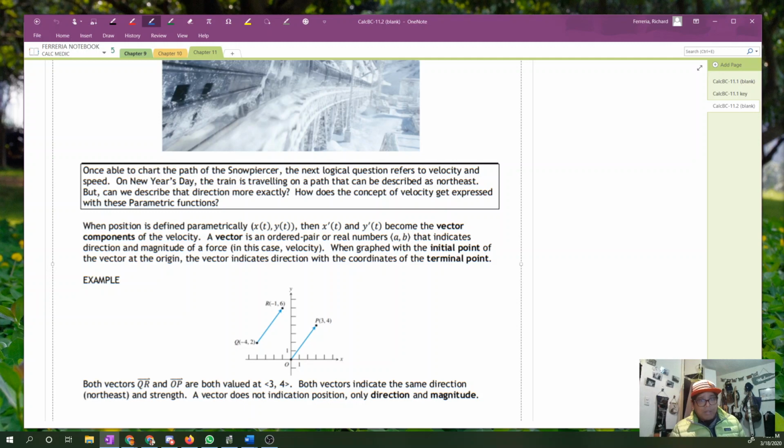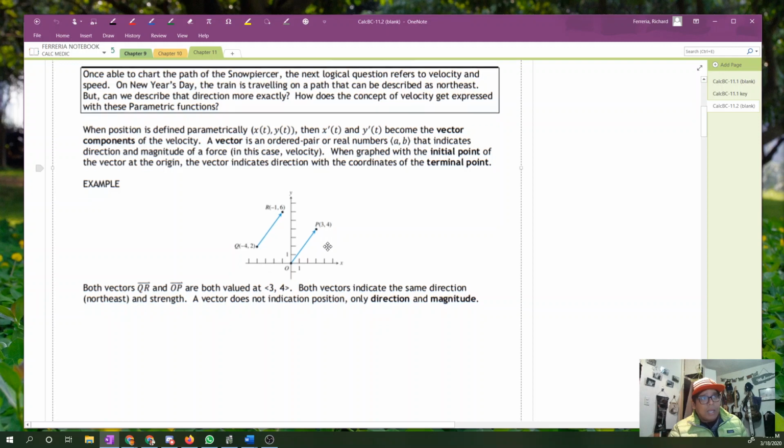velocity. A vector looks a lot like an ordered pair of numbers, except they have angled brackets instead of rounded brackets, and that indicates that this is a direction and a magnitude of a force and not a location. A vector is not a location. When you graph the initial point of the vector at the origin, then the vector indicates direction. Actually, it doesn't need to even be at the origin. It could be anywhere, and it's going to indicate direction.